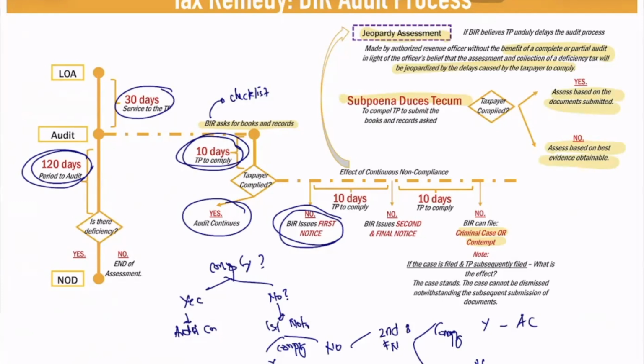And take note of this rule: even if the taxpayer subsequently complied, what is the effect? The case continues and the case cannot be dismissed, notwithstanding the subsequent submission of the documents. So I hope you are clear here. Once the LOA is already given or served, there will be an audit.